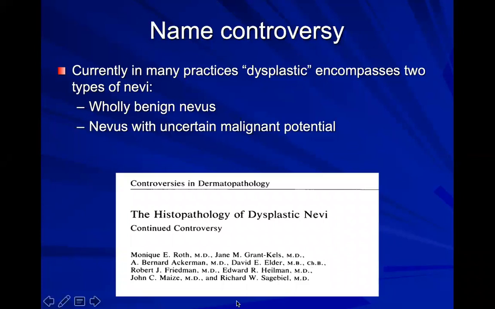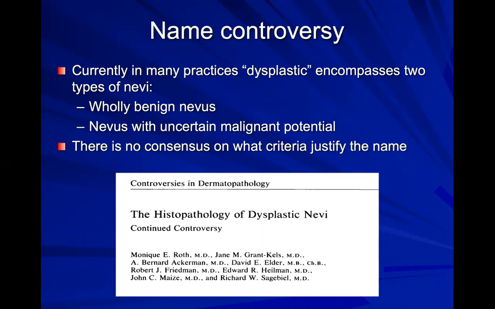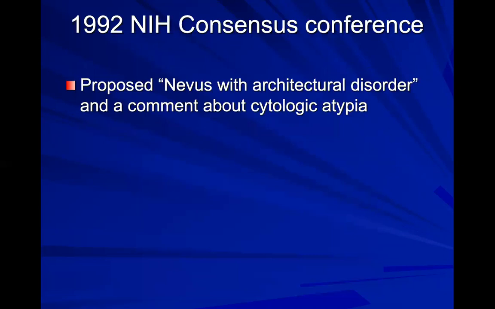One group, in Boston, might have been talking because they really wanted to decide what criteria would make something mild versus moderate versus severe. And then the other side in New York with Ackerman were complaining that they were including two different types of nevi, and one was wholly benign and shouldn't even be in this category. So they're actually arguing about different aspects of this. And there was no consensus on what criteria justifies the name. So we're kind of all over the place.